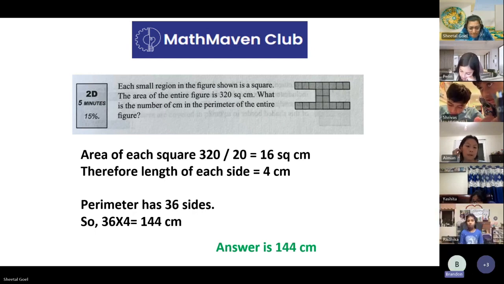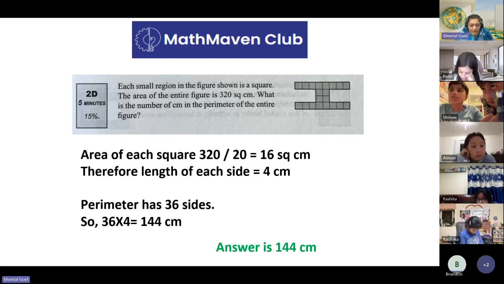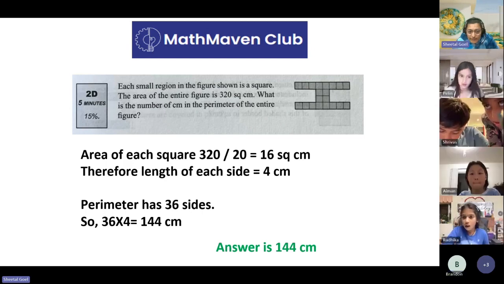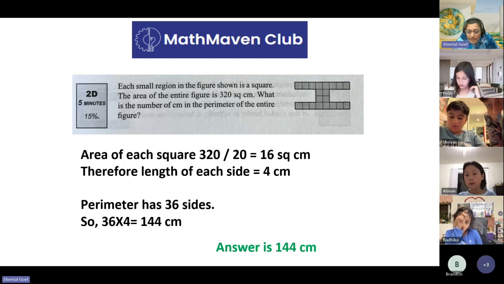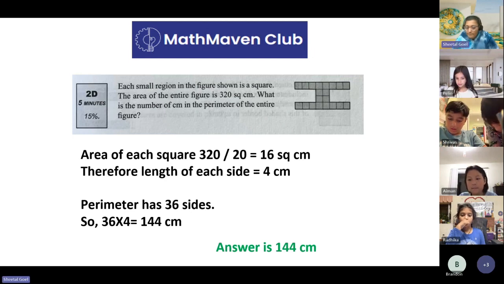How come it implies like one? Okay, Alex. The question says the area of this particular figure is 320 centimeters square. This full shape area is 320. Now, why we divide by 20 is because in this shape there are 8 squares here, 8 squares here, and 4 squares between. So 8 plus 8 makes 16, plus 4 makes 20. Therefore, divided by 20.